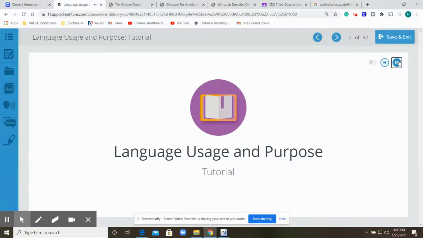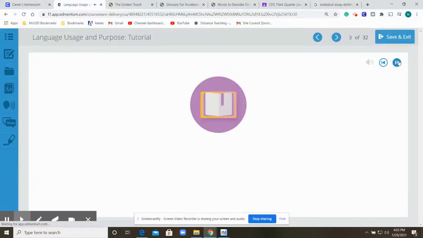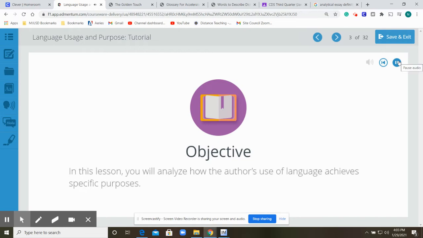Language usage and purpose. In this lesson, you will analyze how the author's use of language achieves specific purposes.